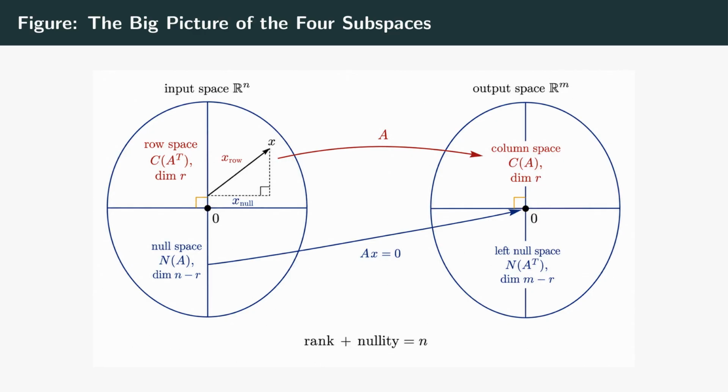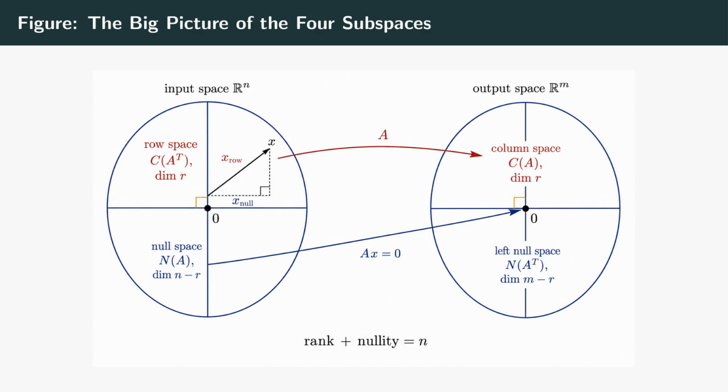The bold arrow labeled A sweeps from the row space across to the column space, 1 to 1 and onto, matching the two equal dimension spaces. A second arrow drops from the null space straight down to the single 0 point on the right, because A sends everything in the null space to 0. A sample input x is shown split into its row space part and its null space part at a right angle. Read the whole theory off this one image.